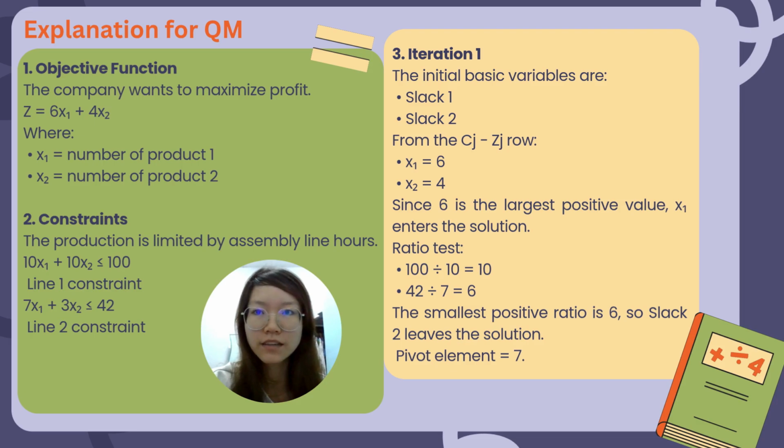Since 6 is the largest positive value, x1 enters the solution. Next, we perform the ratio test. 100 divided by 10 equals 10, and 42 divided by 7 equals 6. The smallest positive ratio is 6, so s2 leaves the solution. The pivot element is 7.